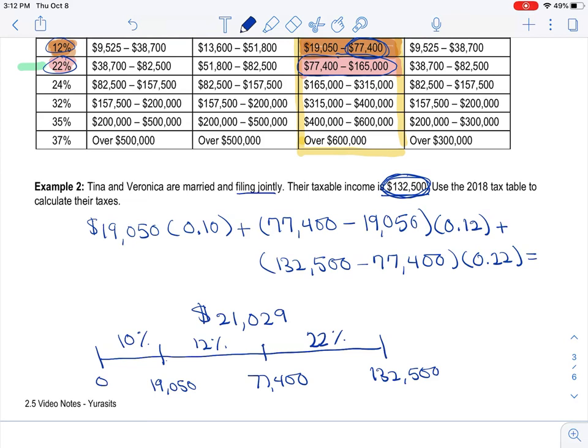Now, that doesn't mean that's what they have to write the check for, because in the next video we'll compare this value to what they gave the government throughout the year to see if they're actually going to owe or get a refund.